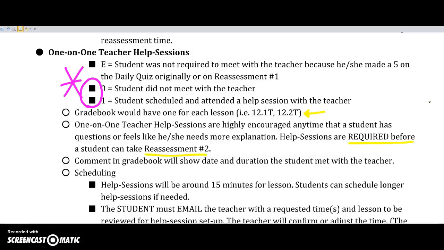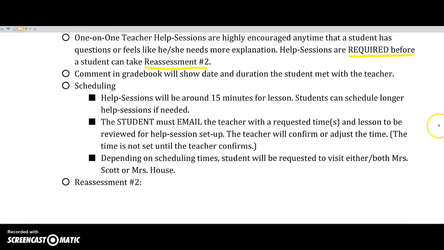Comments in the gradebook will show date and duration the student met with the teacher. So we will try to keep as much information loaded into RenWeb as possible. That way that communication is there for the parent and student and teacher to have. Scheduling those help sessions: each help session will be around 15 minutes per each lesson, and the student can schedule longer help sessions if needed. So if 15 minutes might not be enough time, we can always lengthen that session.